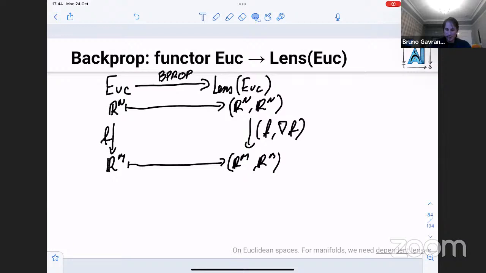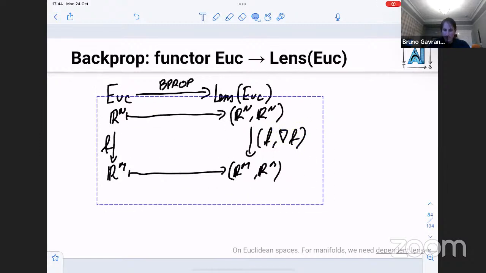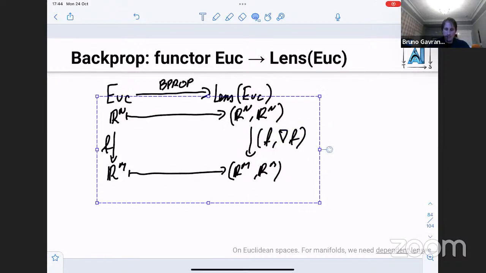You see here that if you used Set, we couldn't have defined this functor because there's no way to define the derivative of just any function. And you can check that this functor satisfies functoriality and that this precisely is going to capture the idea of the chain rule.